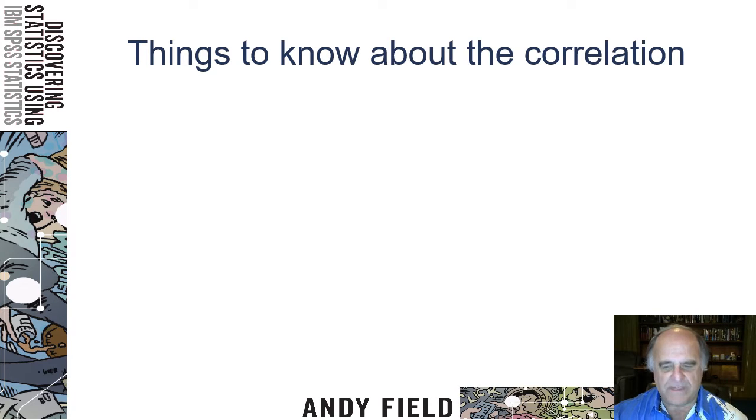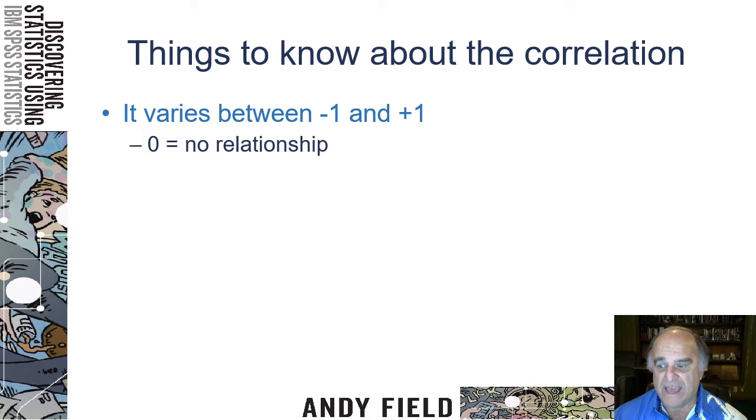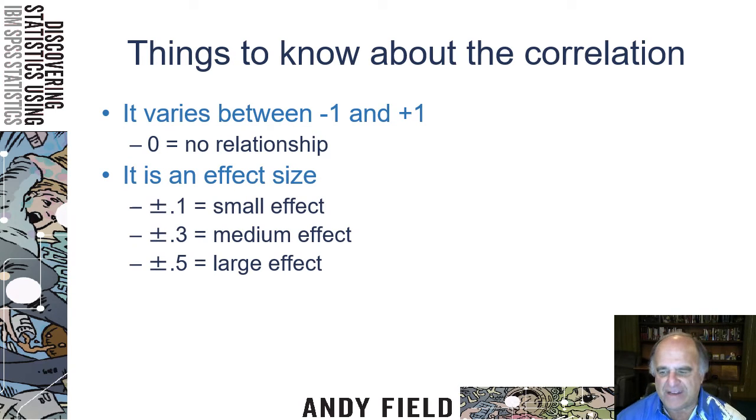Okay, things to know about the correlation coefficient. Again, it varies between -1 and +1. 0 indicates no relationship. +1 indicates as one variable increases, the other variable increases. -1 indicates as one variable increases, the other one decreases. It has an effect size.